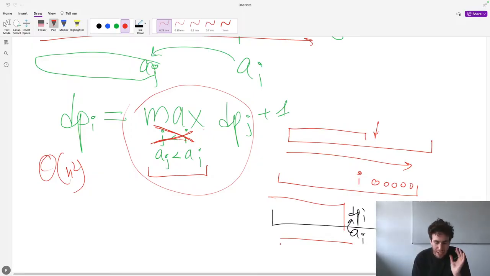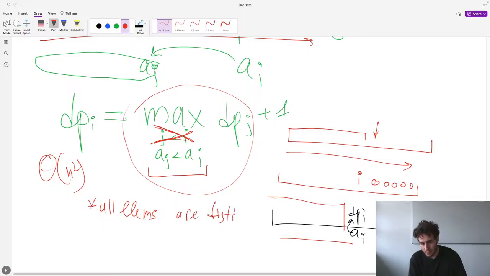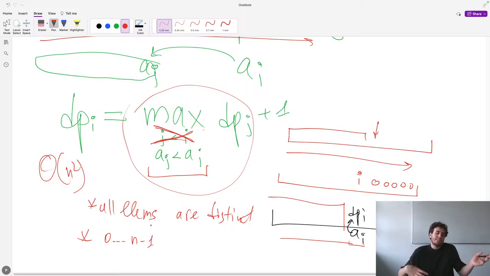Here I want to do a couple of assumptions. First of all, elements are distinct, because otherwise in position a_i, maybe I want to store two different values of DP if I have two different values that are the same. And also all elements are kind of small. Let's say that this is just a permutation. So all elements are from 0 to n-1. Because it could be that a_i is like 10 to the 9 and that I need a very large index.